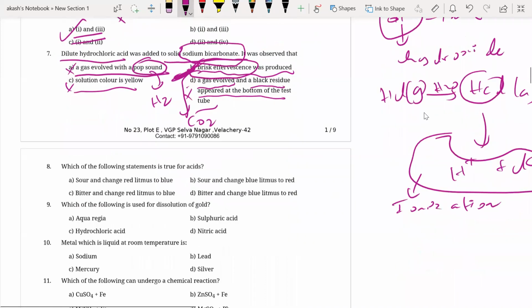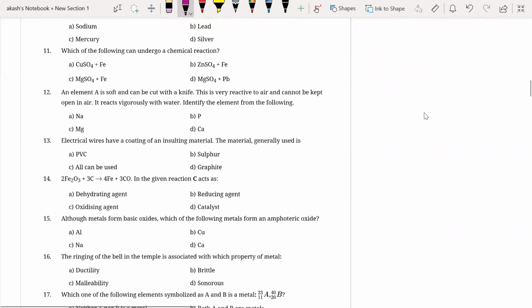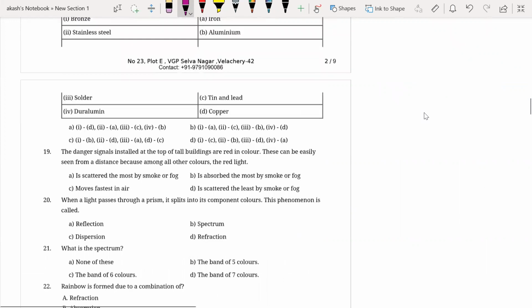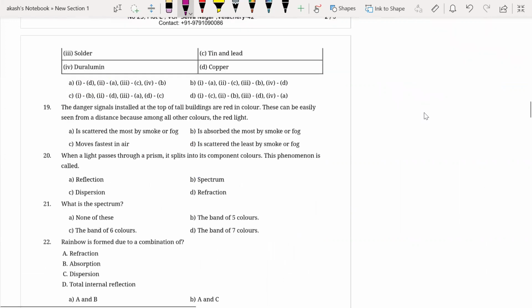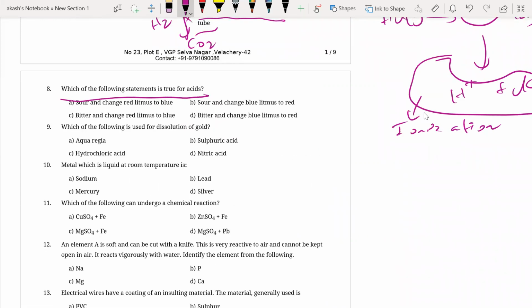Next question. Which of the following is true for acids? Can you just read this one and tell me what is true? Is it sour? Yes, go on. What is the answer? Sour taste and change blue litmus to red. Very simple. I know acids are sour in taste and they change blue litmus to red. I think the correct answer is option B. It is sour and it changes blue litmus to red.